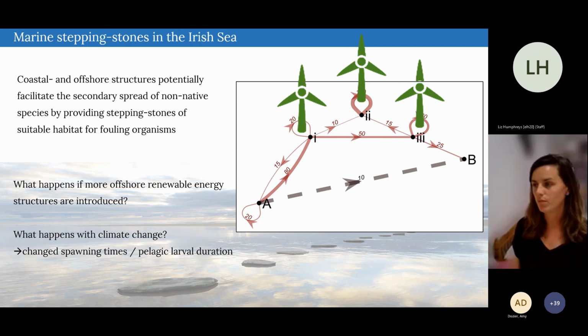So there's a schematic there of sites A to B, which otherwise may not be connected. However, if larvae are able to foul on those structures, they may be able to do this stepping stone year by year spread through those offshore structures to site B. So that's setting up some artificial connectivity between those sites. What we also wanted to look at here was not only the potential for marine stepping stone dispersal now, but how that might change with climate change and changes to hydrodynamics within the Irish Sea.